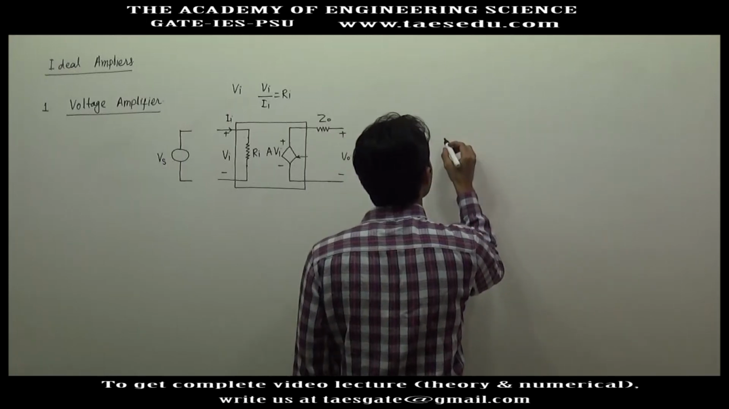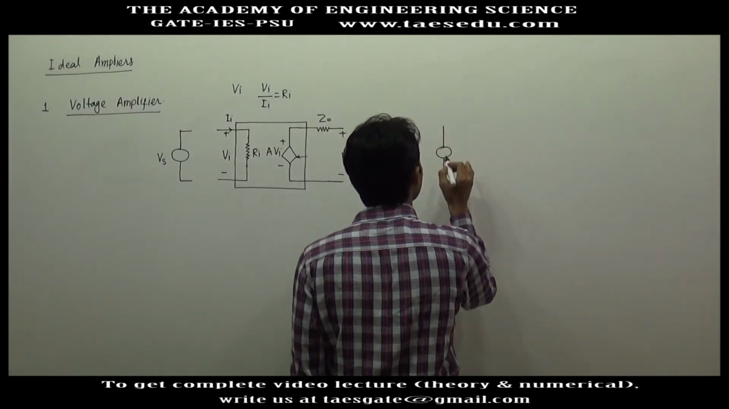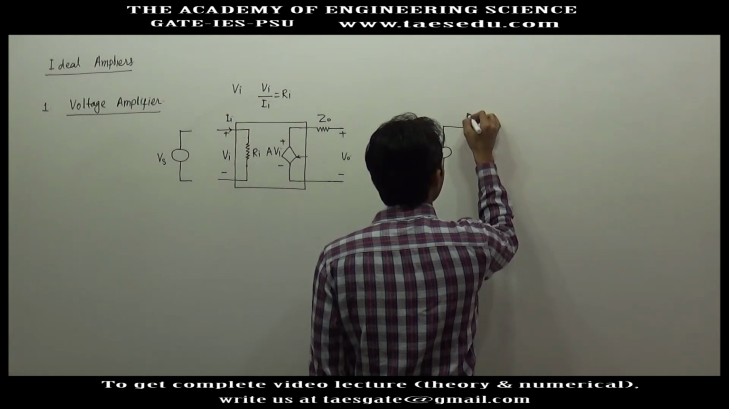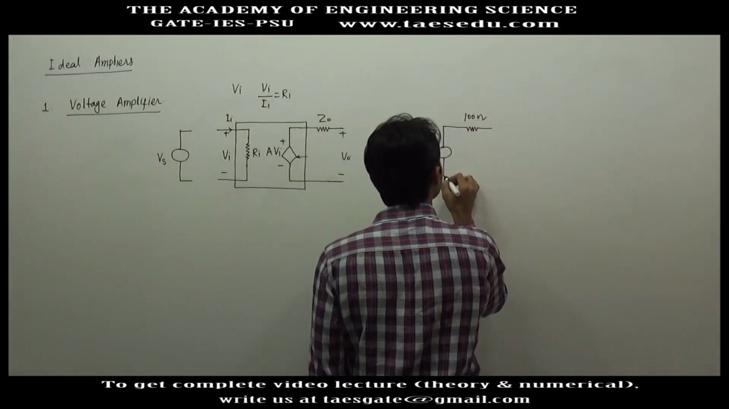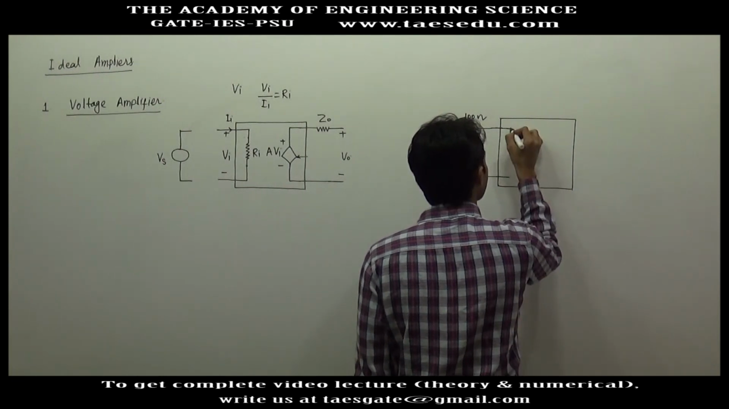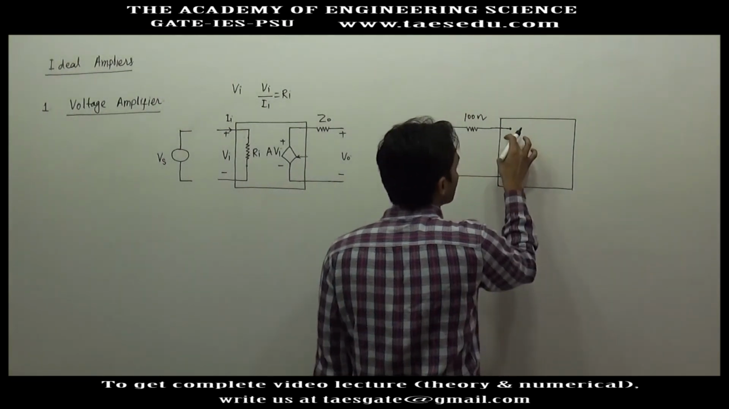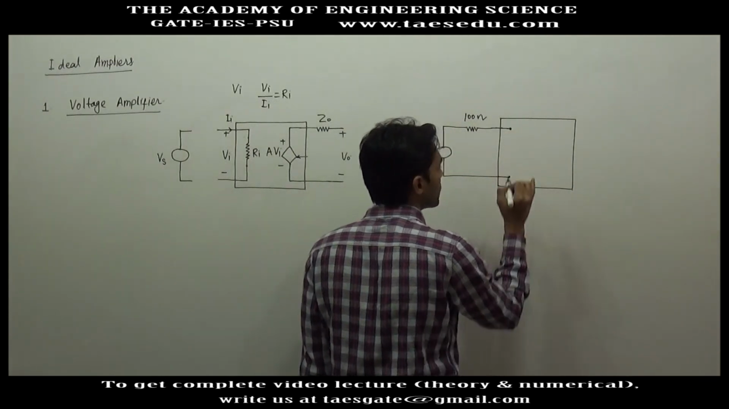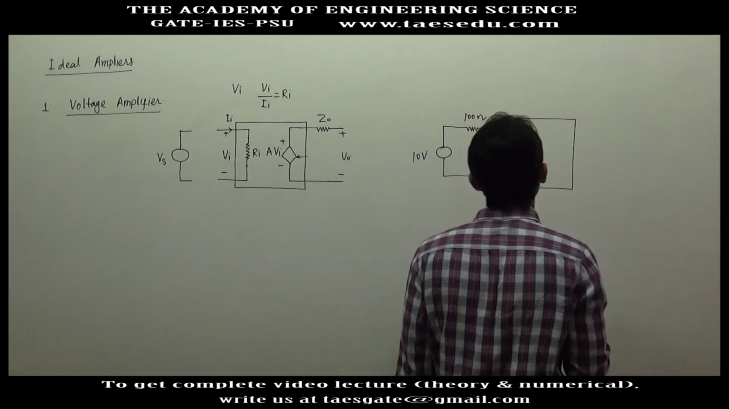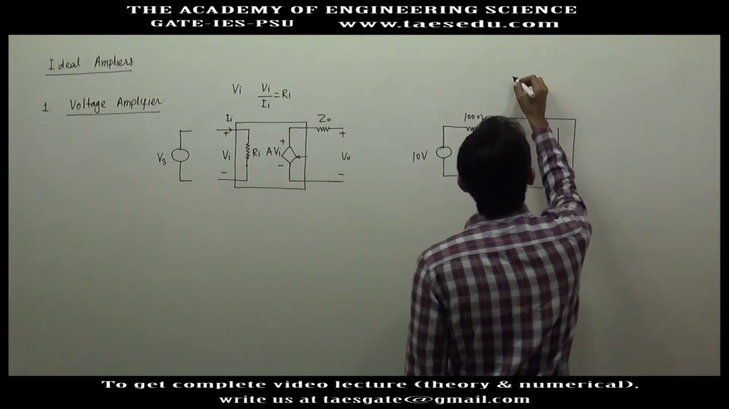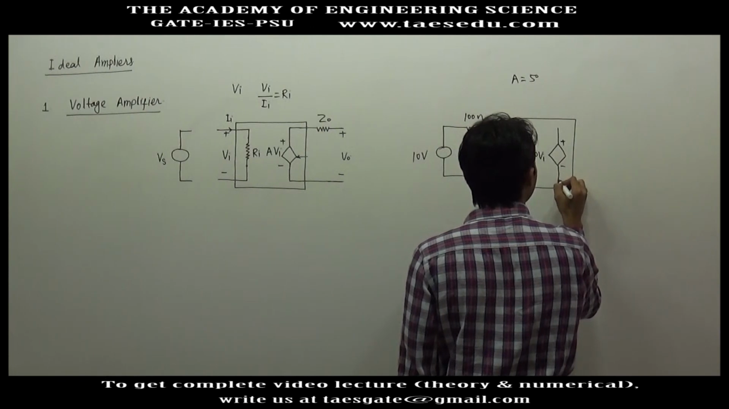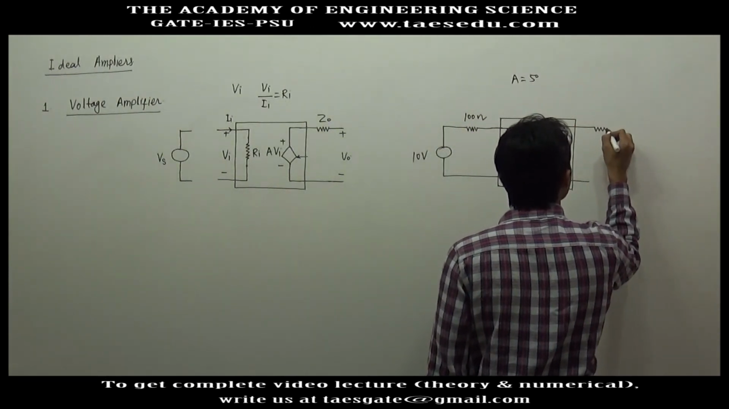Let us take the same numerical values. We have a source of 10 volt. It has an internal resistance of 100 ohm. Let's say the input impedance of this amplifier is infinite. So no current can flow here, that's why I'm leaving it open circuited. This voltage will be the input to the amplifier. The open loop gain is 50, so here we'll have 50 into Vi, and it has an output impedance of 100 ohm.